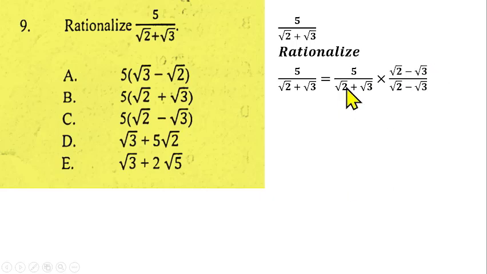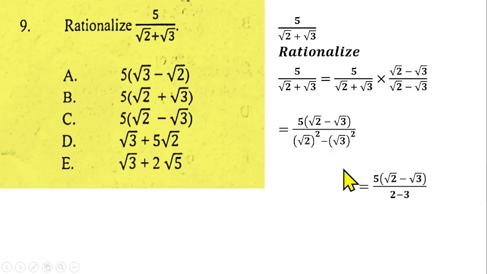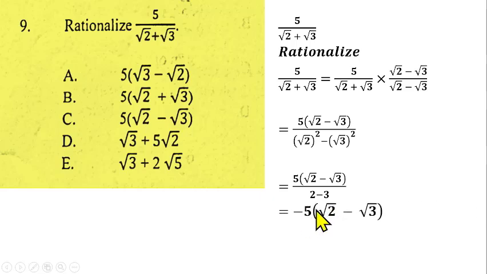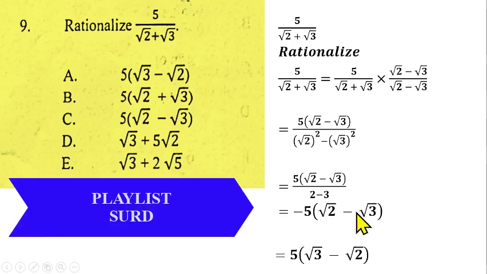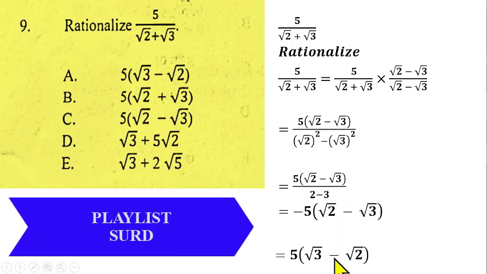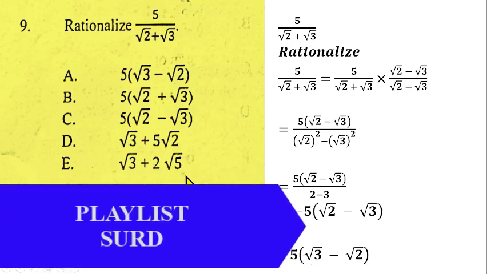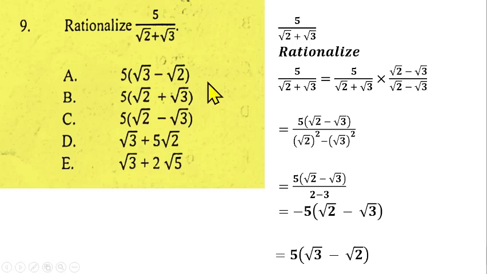Then we know that the denominator here is the difference of two squares, and the numerator is 5 multiplied through. If you apply the difference of two squares to the denominator, we have root 2 squared minus root 3 squared, and 5 will multiply the numerator, so we have 5 into root 2 minus root 3. If you simplify that further, root 2 squared gives us 2, root 3 squared gives us 3. So we'll have 5 into root 2 minus root 3 over 2 minus 3. 2 minus 3 gives us minus 1. So technically that will give us minus 5 into root 2 minus root 3. Then if the minus comes inside, you'll have 5 into minus root 2 plus root 3. You can rearrange that, that will be root 3 minus root 2. So based on the options provided, we have option A to be the correct answer for question number 9.